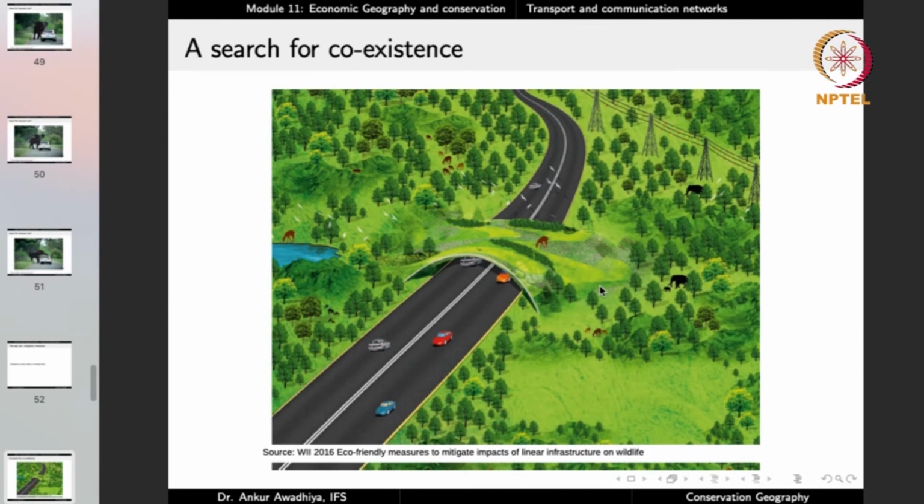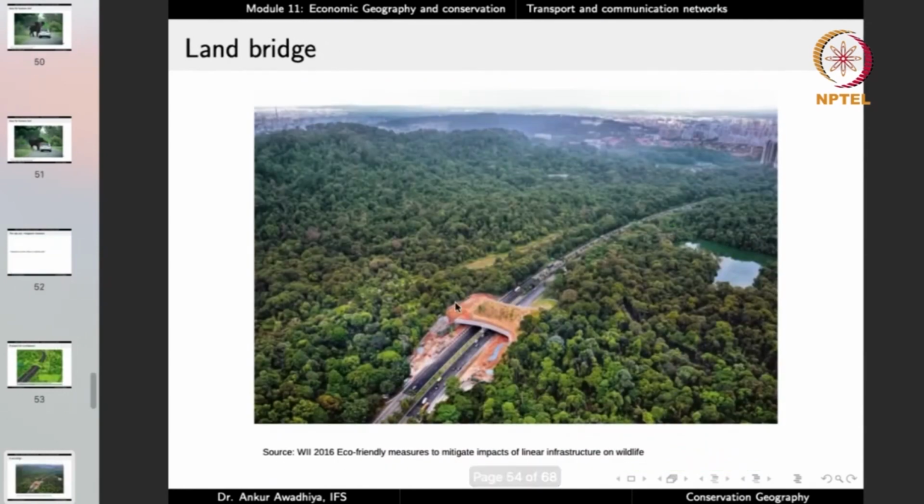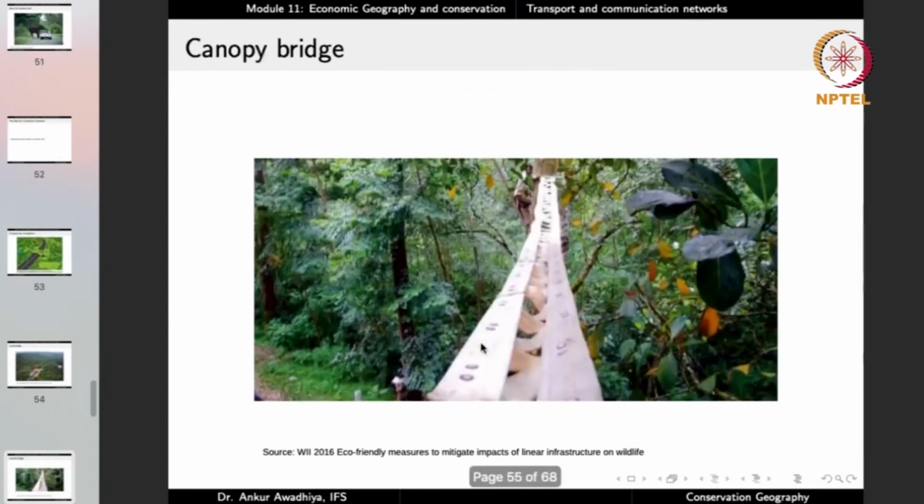We can have things like land bridges so that the animals can move over these. We can have things like bird deflectors. So these are just small pieces of plastic that are attached to the wires so that the birds do not bump into them. As simple as that. So this is an example of a land bridge. So in the case of a land bridge, there is a bridge that is constructed over the road so that the animals can move from one part of the habitat to another part without coming on top of the road.